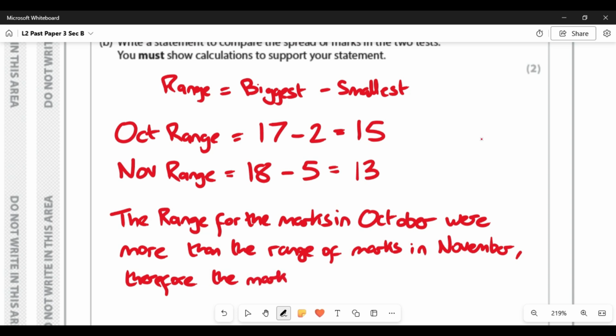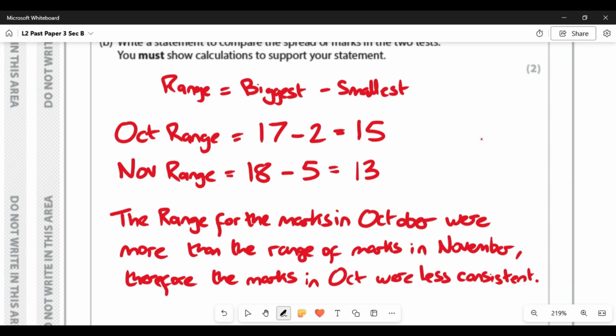the marks in October were less consistent. That's good enough for 2 marks. Or you could say, you know, the marks in November were more consistent. Obviously, the opposite of that. So something along these lines is absolutely fine.